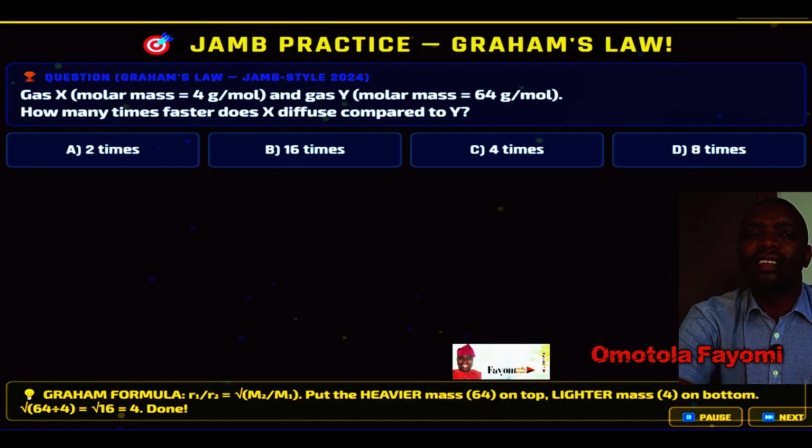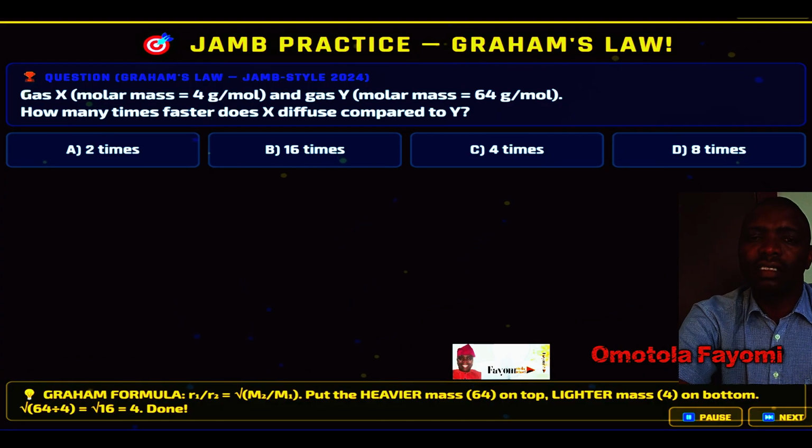The formula is this: rate of X over rate of Y equals the square root of MY over MX. Put the heavier mass on top for rate. Square root of 64 over 4 equals square root of 16 equals 4. Gas X is 4 times faster than gas Y. Gas X with molar mass 4 is helium. Gas Y with molar mass 64 could be sulfur vapor. The lighter helium moves 4 times faster than heavier sulfur, exactly as predicted by Graham's law.